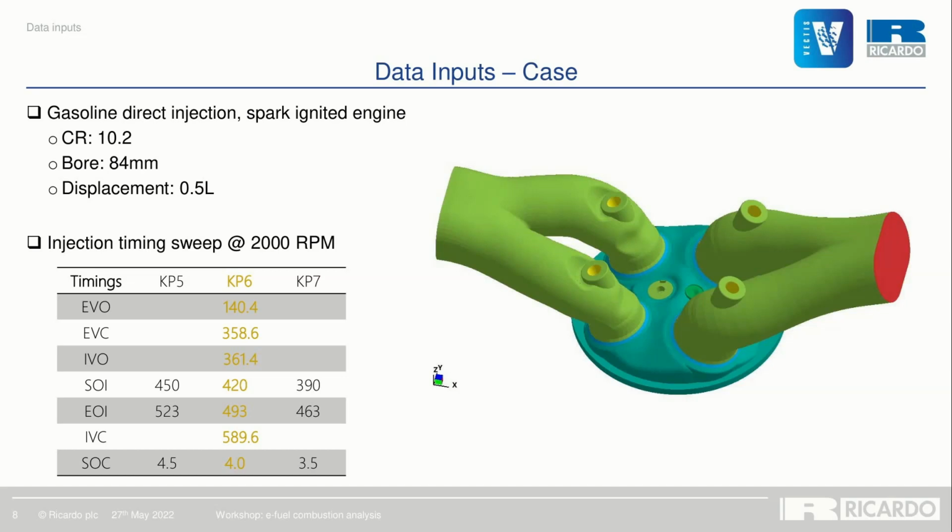see here on the right. This engine features a compression ratio of 10.2 with a bore of 84 mm and a displacement of 0.5 liter per cylinder. The operating point that we're going to analyze is part of an injection timing swing at 2000 rpm and corresponds to the KP6 operating point of the table. Note that this case can be found within a Ricardo software installation in the VECTIS tutorial section.